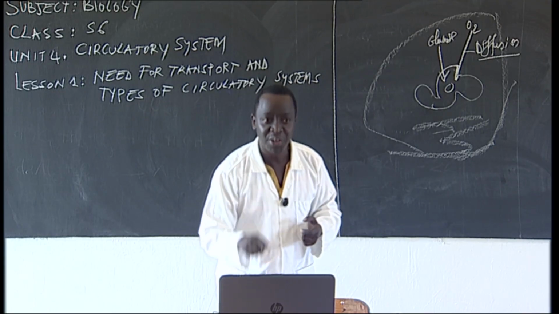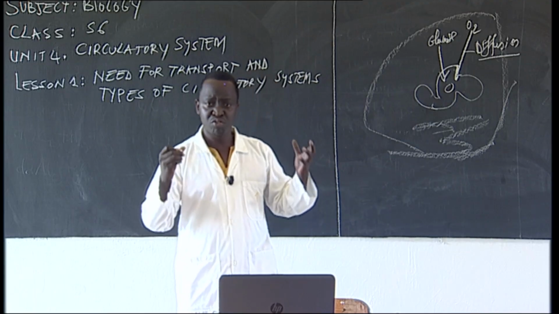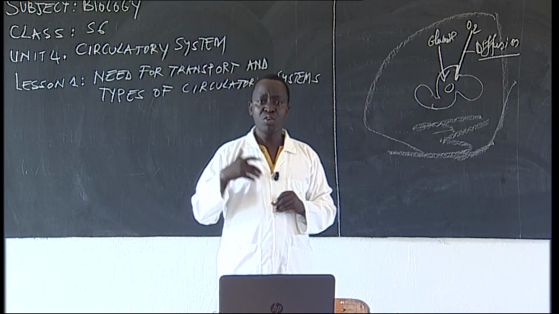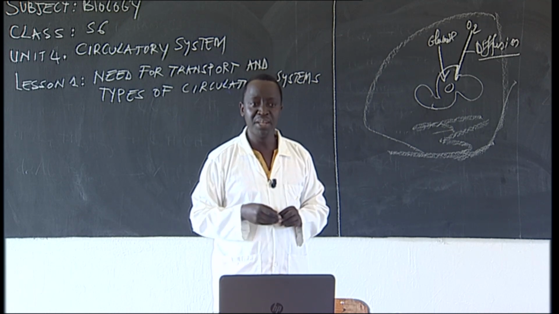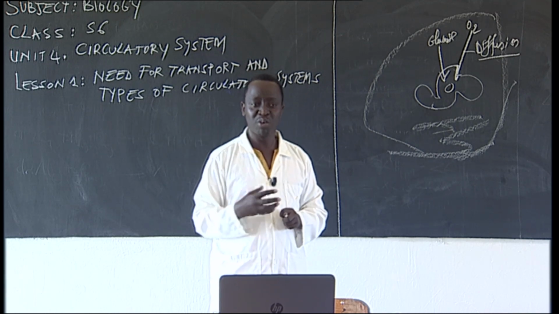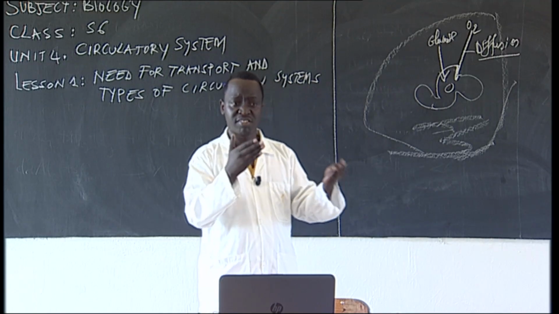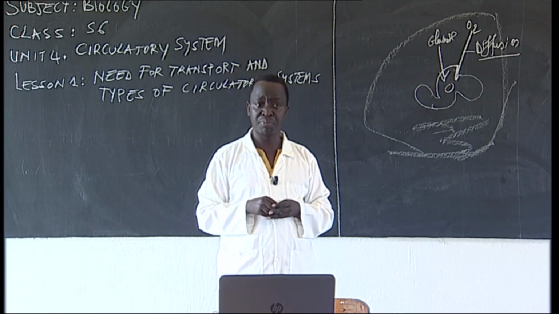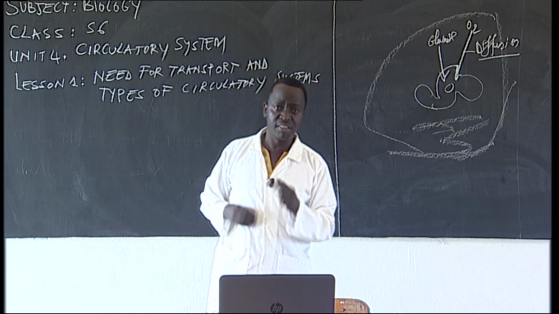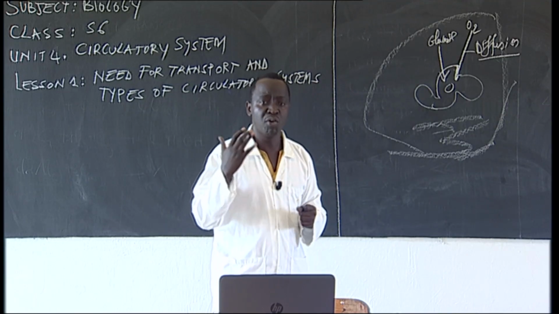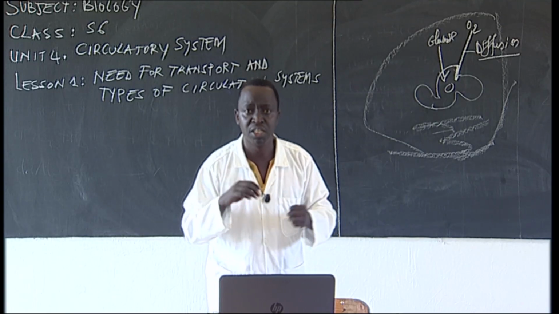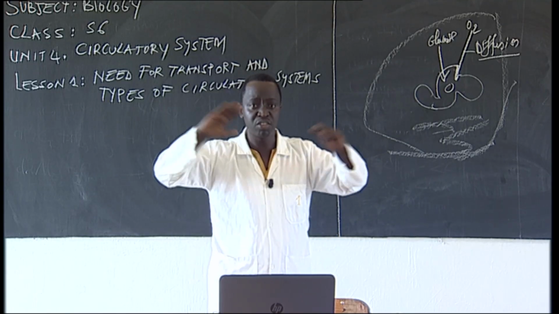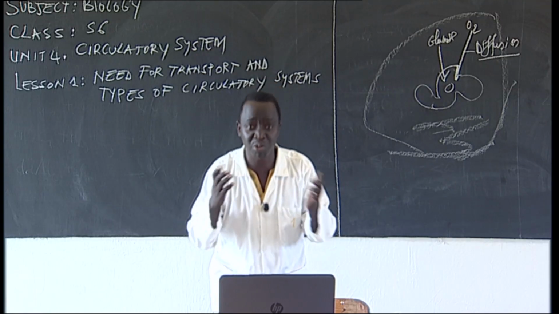Good. Now, we have types of transport system. There are two: open circulatory system and closed circulatory system. How are those systems different? An open circulatory system is a system where blood is not contained, not confined in the blood vessels, which means blood will not flow in the blood vessels, but blood is going to flow where?